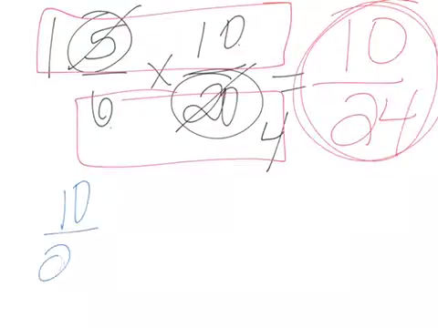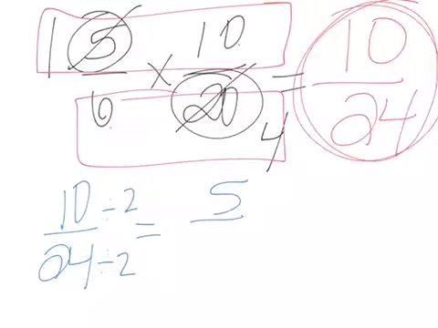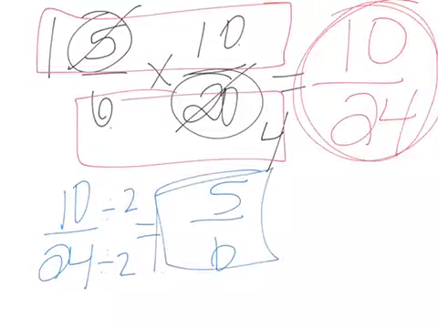So Miss B taught us that you take it down here. We look at this. It can be divided by 2, which would end up with 5 over 6. Now we know that that's a simplified fraction, and that's how we learn to do it.